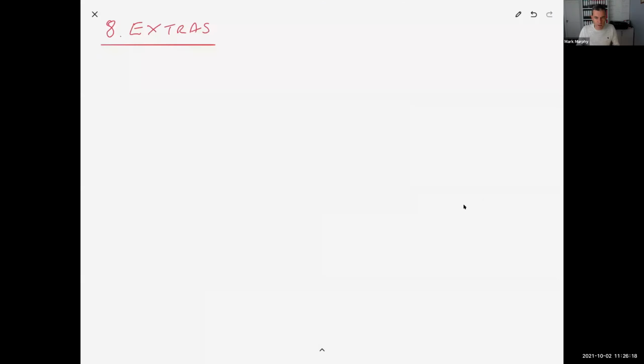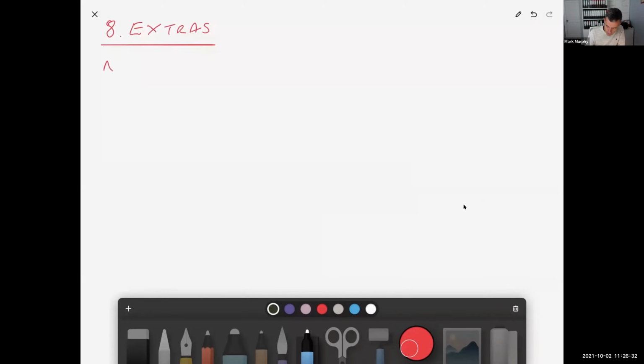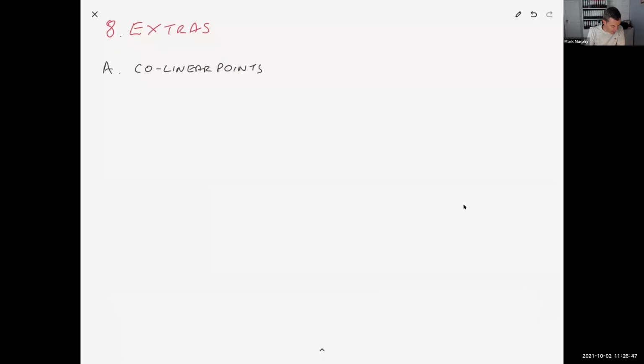Okay, guys, you can see my screen. Just before we go on to the exam papers, I just want to give you a few extras, things that could help you in an exam. The first thing, and it did come up last year, is collinear points. And the best thing is we'll do last year's paper.